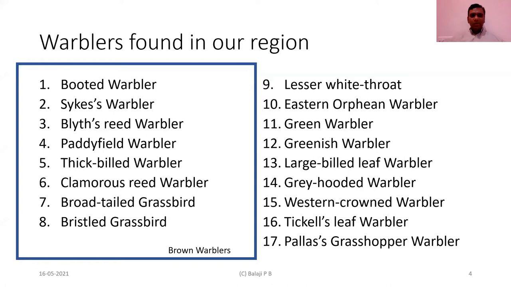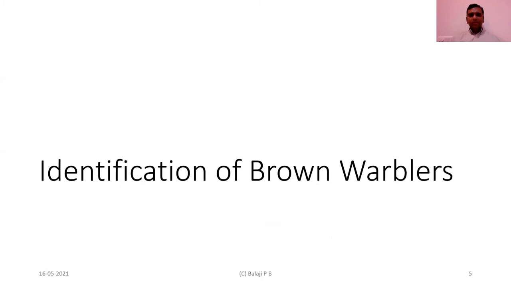We are only going to focus on the first eight species that I mentioned, which I call the brown warblers. It's not a classification you'll find in any of the books, but it's something I've come up with for the sake of identification. So let's see how we can identify the different brown warblers. We'll go species by species, look at the critical identification pointers, and then try to arrive at an identification flowchart.